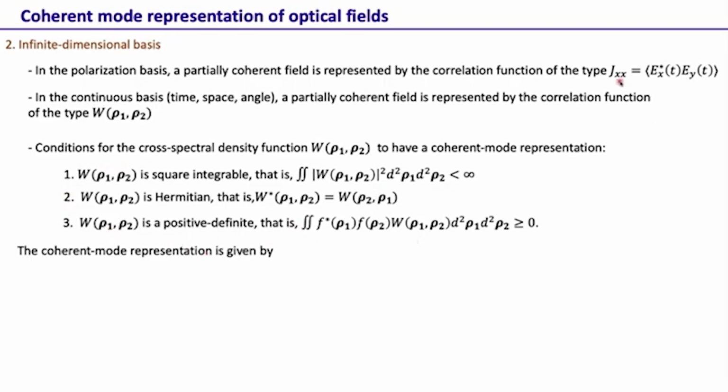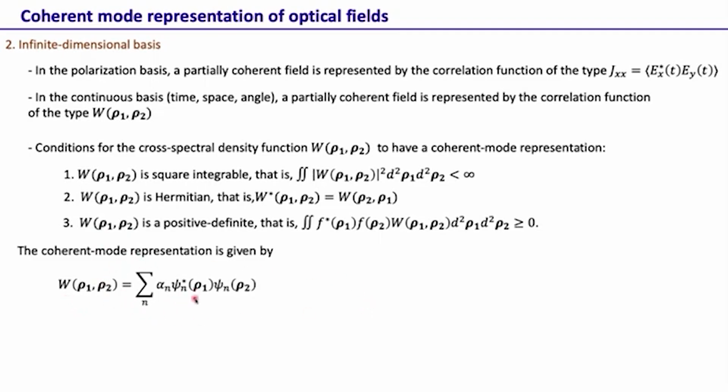So here it's easy to see the Jxx when we write this. This is a matrix element of a matrix J. Similarly, W(rho1, rho2), we can also see as a matrix element of an infinite dimensional matrix, characterized by these indices rho1 and rho2. So in that sense, we can see this coherent mode representation essentially as a diagonalization. If these conditions are satisfied, then the coherent mode representation of this W is possible, and we should be able to represent it in this manner.